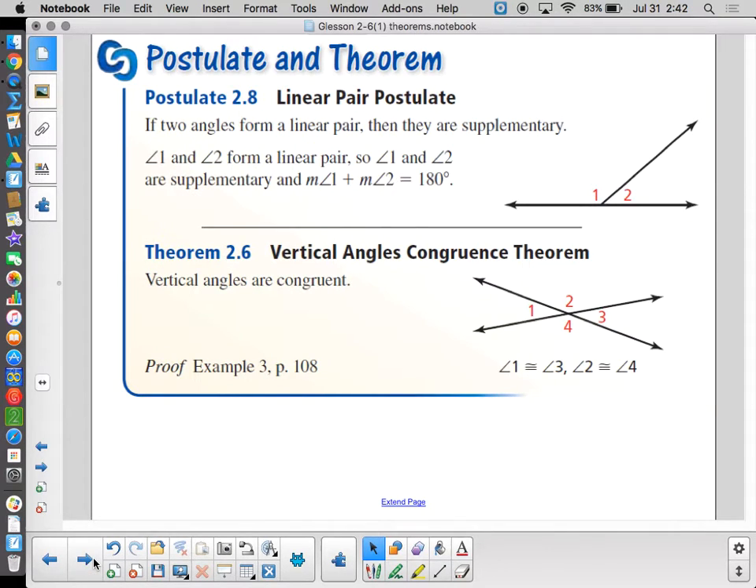Two other interesting theorems we're going to work with. The linear pair postulate, we've already done this. You already know this, that a linear pair is supplementary. They add up to 180 degrees. We've already worked with that one. The other one is the vertical angles theorem. This one we haven't worked with, but it's one that you probably have noticed already. That if we have vertical pairs of angles, those vertical pairs are congruent.